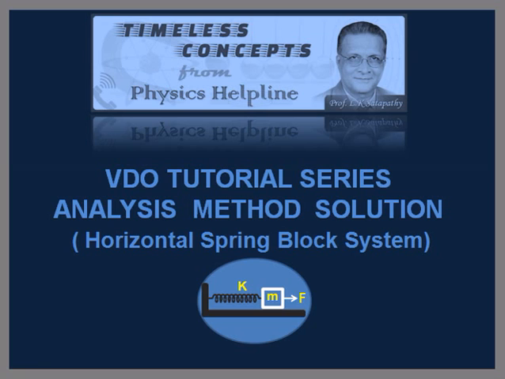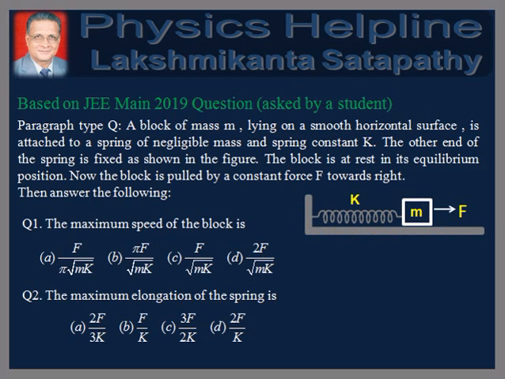In this video tutorial, we will discuss a problem on the motion of a horizontal spring block system asked by a student. The question is as follows. A block of mass m lying on a smooth horizontal surface is attached to a spring of negligible mass and spring constant k. The other end of the spring is fixed as shown in the figure. The block is at rest in its equilibrium position.